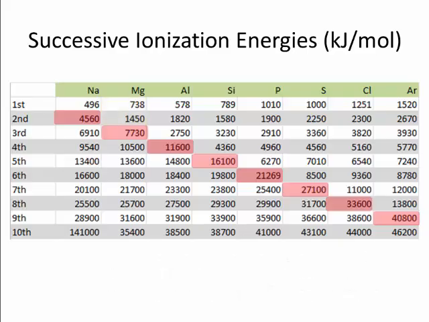For any element, we can see the difference between valence electrons and core electrons looking at successive ionization energy values. Aluminum, for example, has 3 valence electrons because its large jump in ionization energy is at the 4th ionization energy. Phosphorus has 5 valence electrons. Its large jump is at the 6th ionization energy.